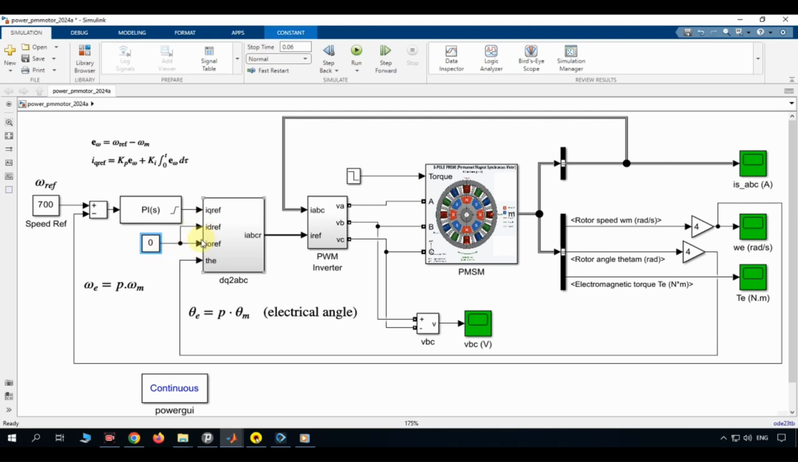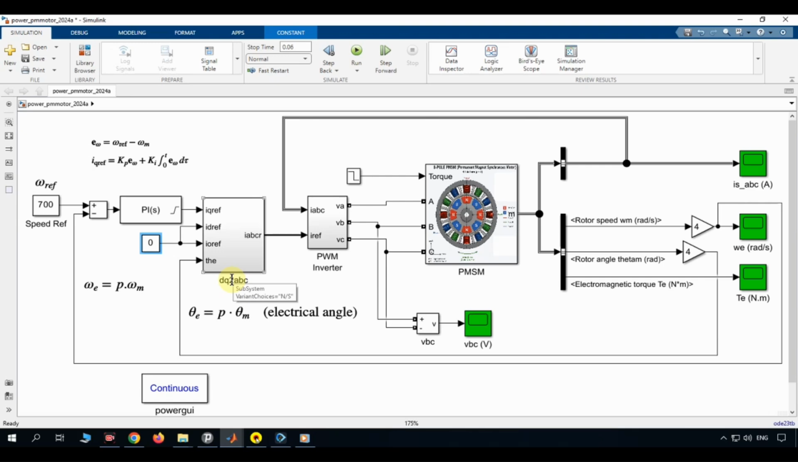By keeping the D-axis current at 0, we guarantee that every single ampere of stator current goes toward producing torque, with none wasted on flux. There's no flux weakening here. We're operating below base speed, at maximum torque per ampere.